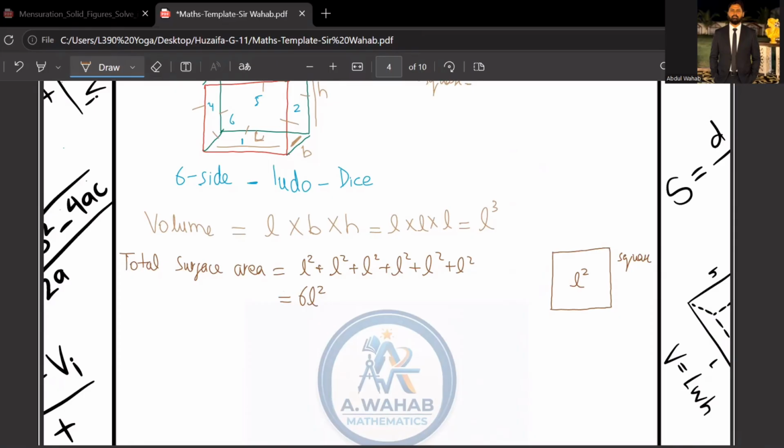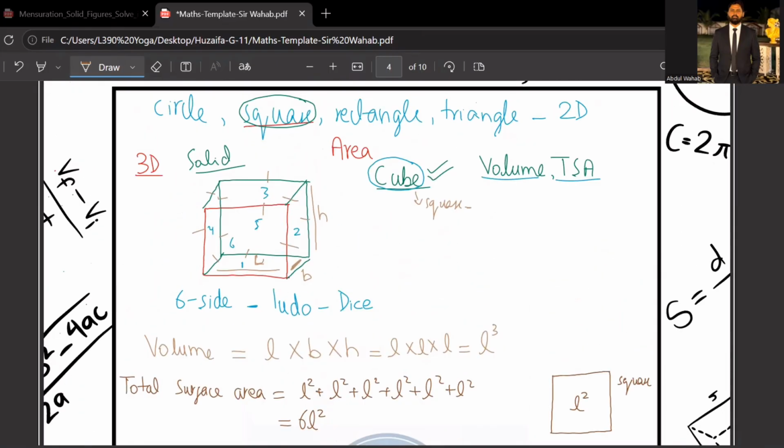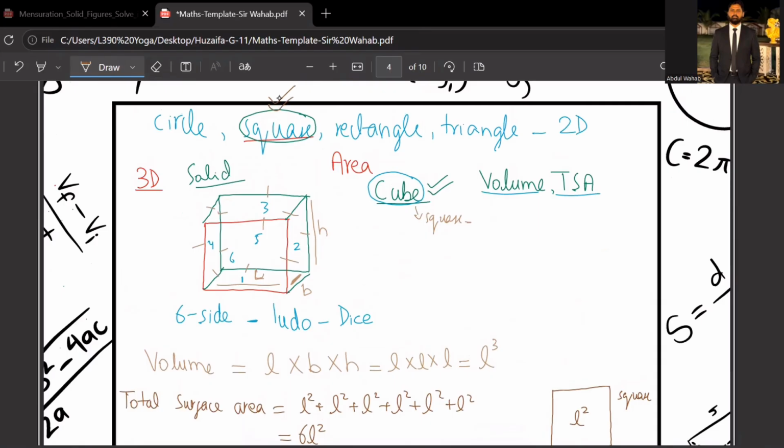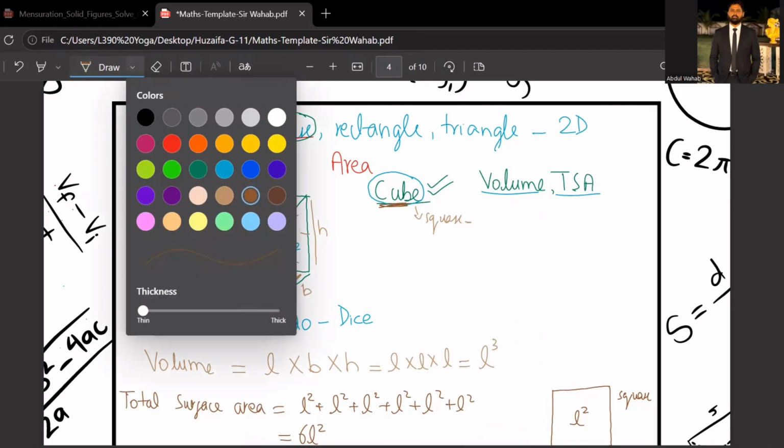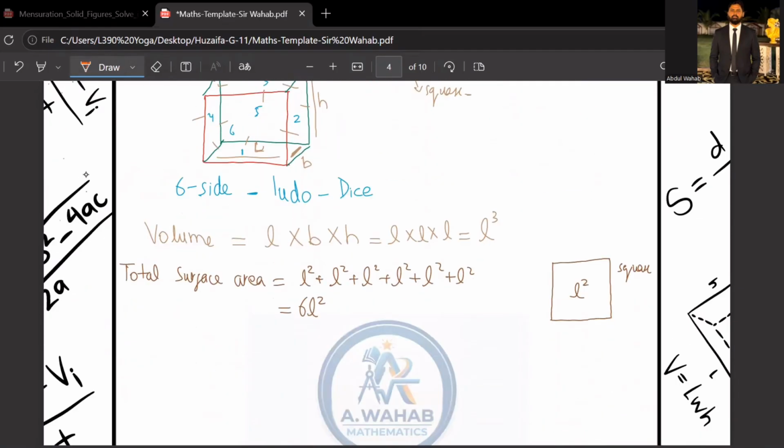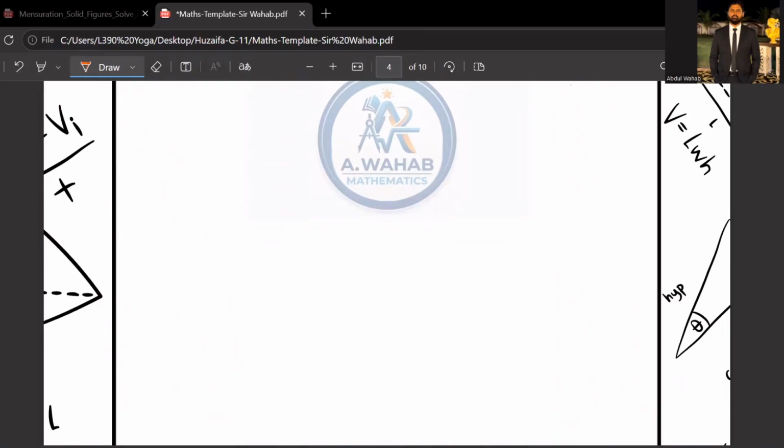Basically, you need to clear your concept of where the cube comes from. We have a 2D figure, the square, and from the square we get the cube. So if we have a clear concept, then we can easily generate the formulas without any rectification. Now we just move to another solid figure, the cuboid. And if you know where the cuboid comes from, cuboid is a 3D figure, and it comes from a rectangle, which is a 2D figure.